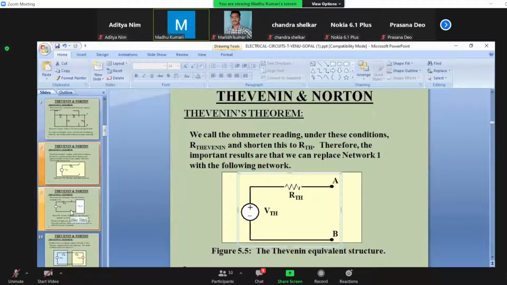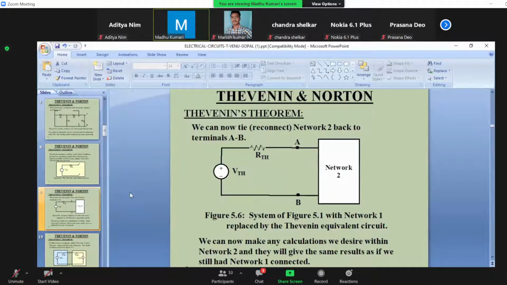Third one. We can now reconnect the network to the Thevenin equivalent. This is what we omitted for the load resistance. It can be said that network 2 or load network is across the terminals A and B. So I equals V Thevenin upon R Thevenin plus whatever resistance is connected here. This is Thevenin's theorem.